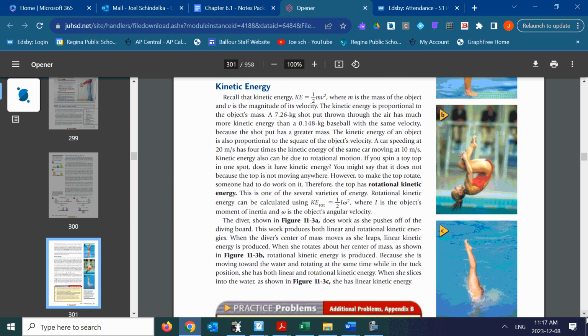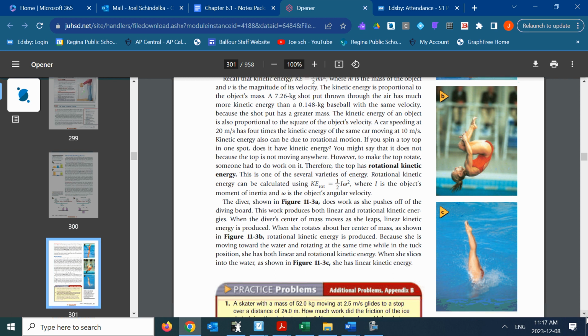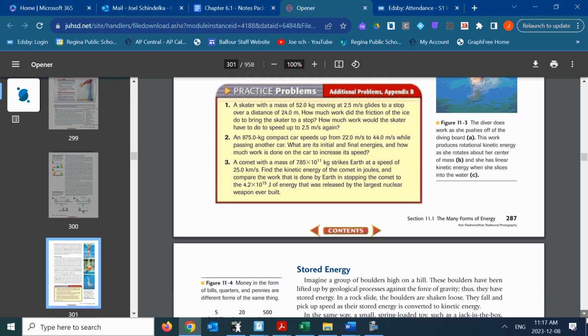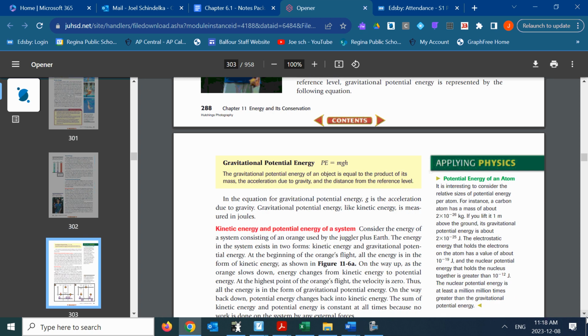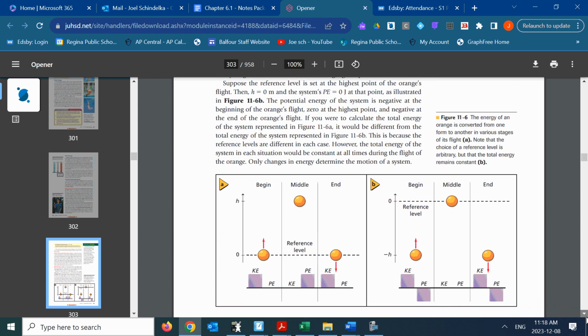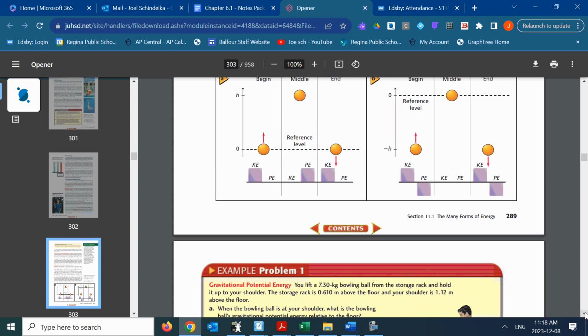Oh, by the way, we're sticking to just driving down the road kind of kinetic energy. You can have rotational kinetic energy, which we will not calculate, just spinning. Earth has rotational kinetic energy, right? There's other types of kinetic energy. We're just sticking to the linear motion ones. And we're going to talk about potential in a minute. 287 now.